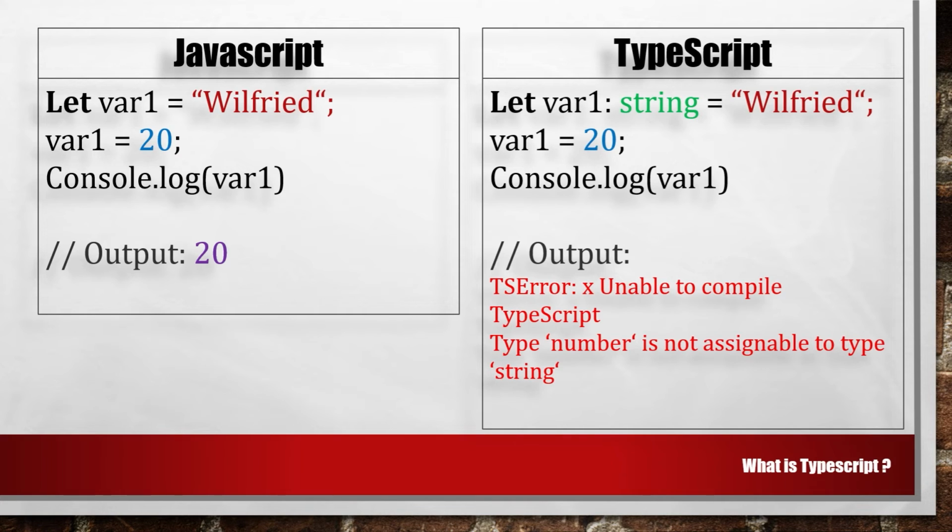Here in the output it says unable to compile TypeScript, and that the number is not assignable to the type string, because this variable is a string variable. And if you change it, TypeScript will complain. So this is a very useful case to see how TypeScript works behind the scenes.